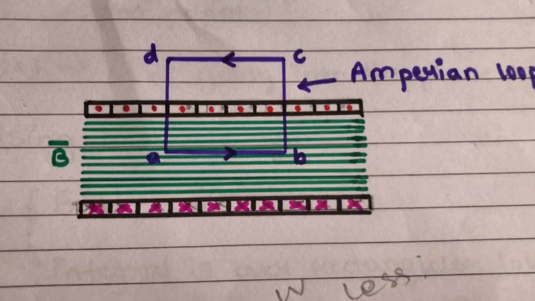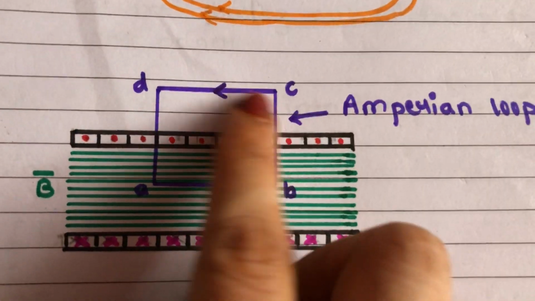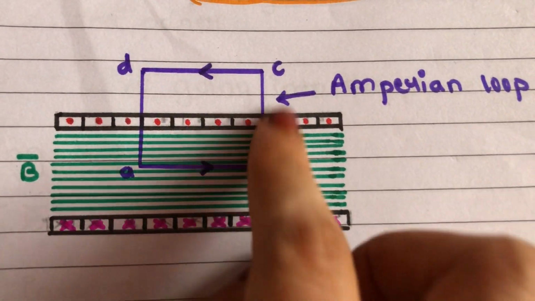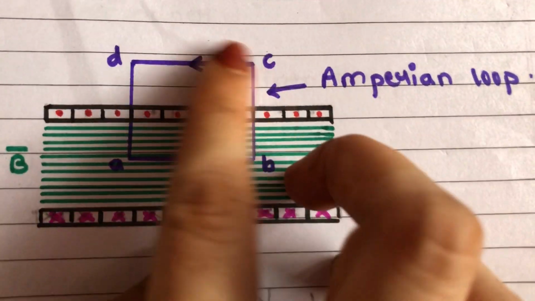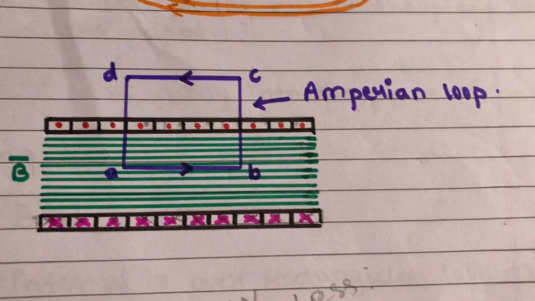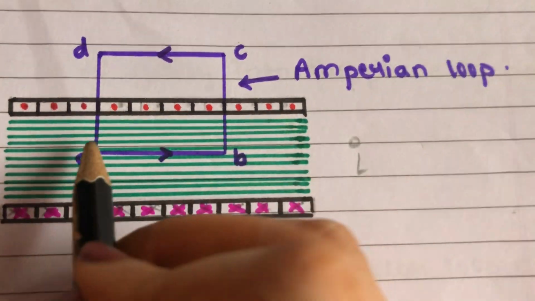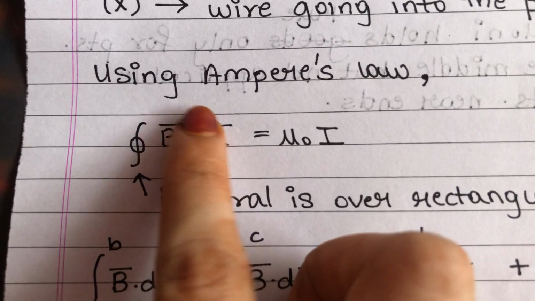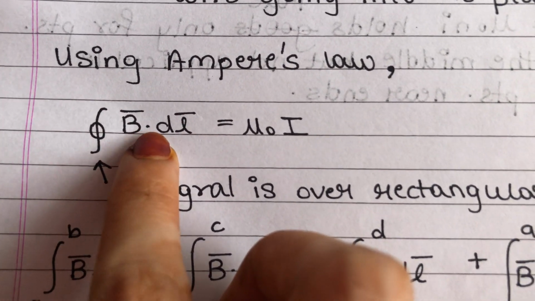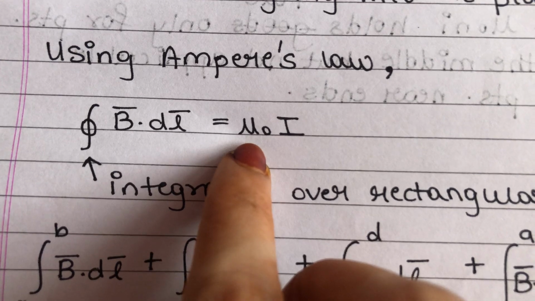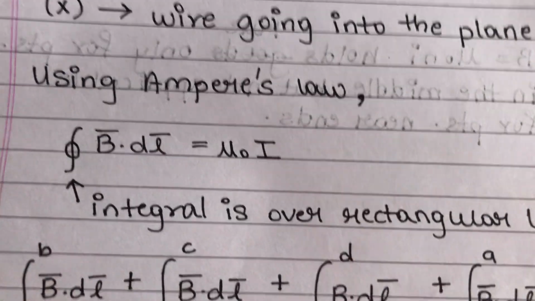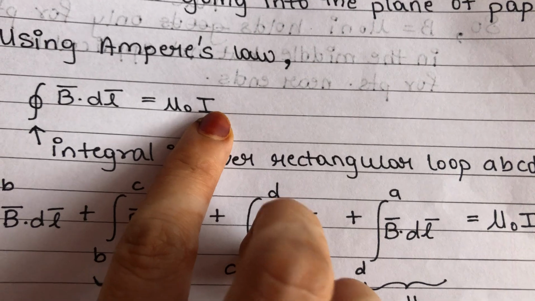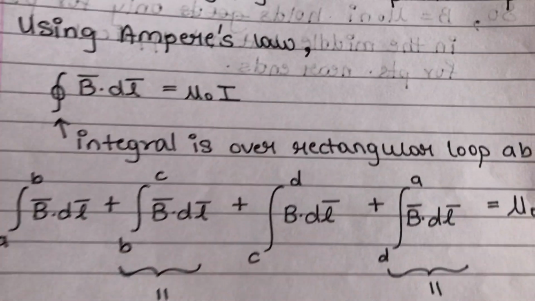Now I'll use Ampere's law. For that I have drawn an Amperian loop. Here the Amperian loop is rectangular, and a small current I is flowing through the loop in the anti-clockwise direction. Now what is Ampere's law? We have studied Ampere's law. Ampere's law is the closed integral of the dot product of B and dl, which is equal to mu naught times the current I. This is the total net current, which I'll explain afterwards.